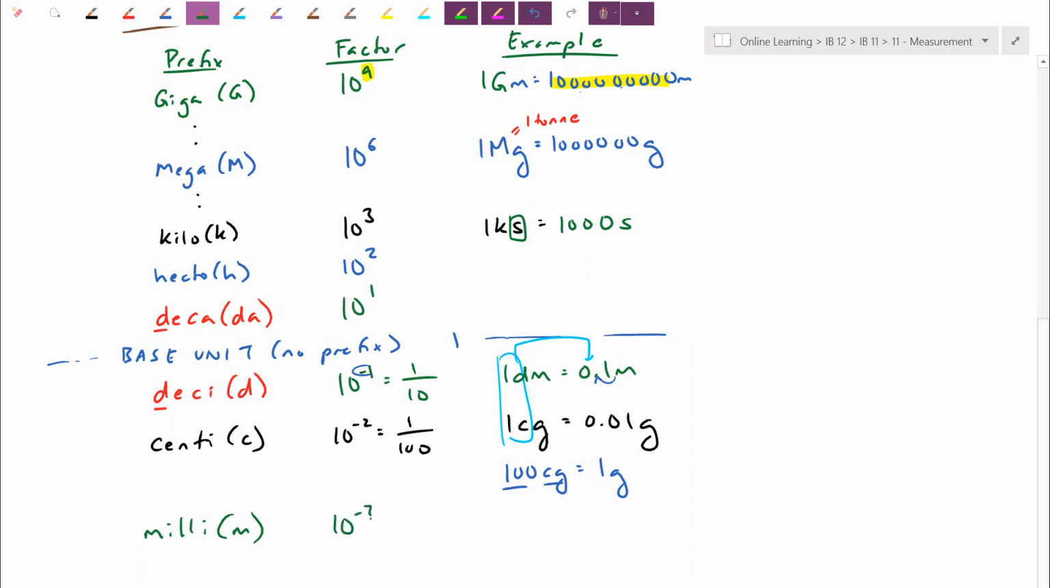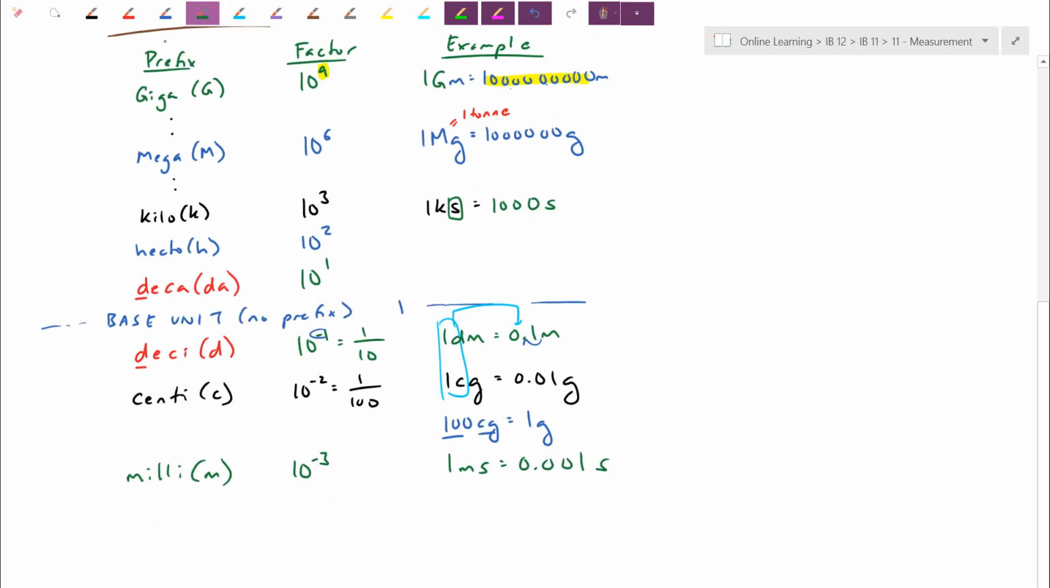That's going to be 10 to the minus 3. It's 1,000th in the opposite way. So this one here, again, as decimals, you can say, let's say 1 millisecond is 0.001 second. It's 1,000th of a second. It's shorter than a second. So that one there is milli.